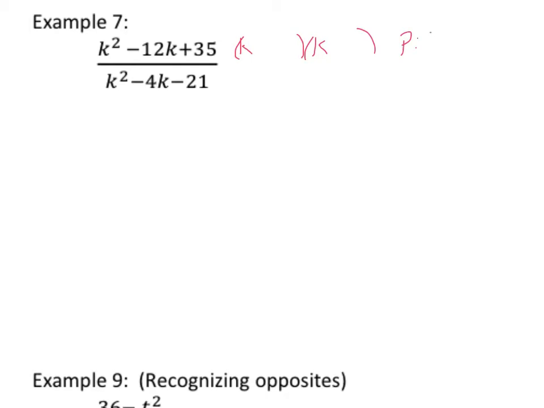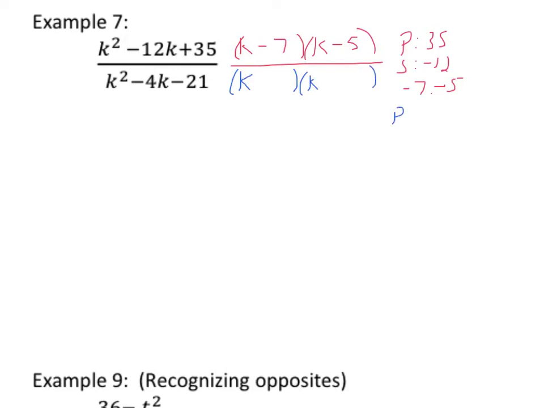I'm looking for two numbers that have a product of 35 and a sum of negative 12, and that would be negative 7 and negative 5. So I go k minus 7, k minus 5. On the bottom, again, I can write a k first.